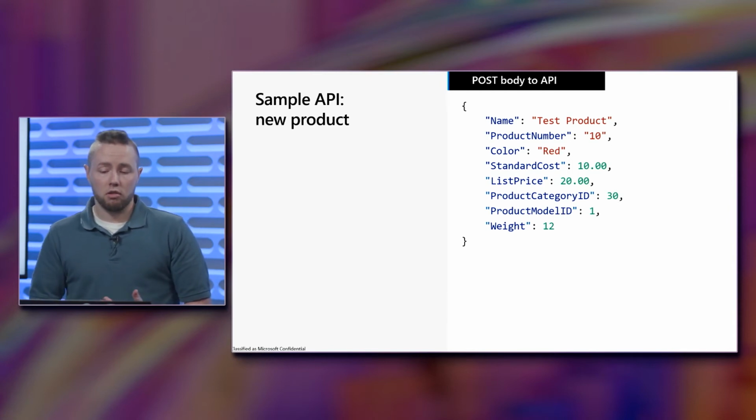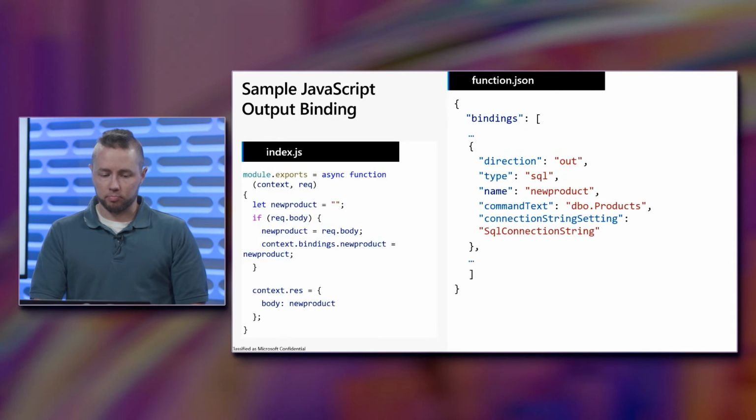If we wanted to create a test product with the color red and a list price of $20, how would we go about this? With output bindings, for example, with JavaScript, we'd have the same two files set up where the function.json has our binding definition. The new product object is something that we need to set up in the function. The command text is the DBO products table, and our connection string is still in SQL connection string.